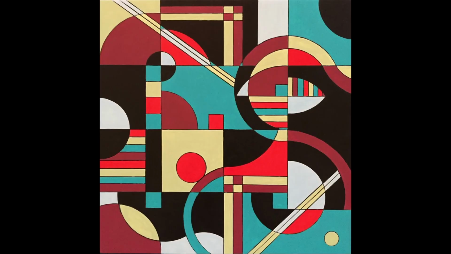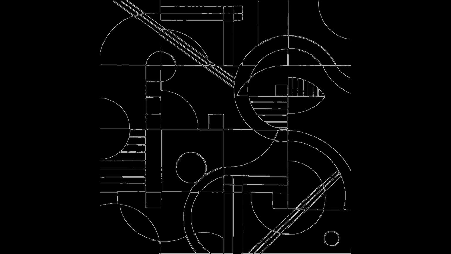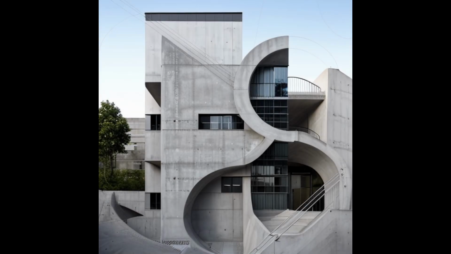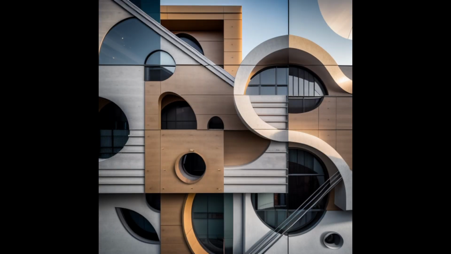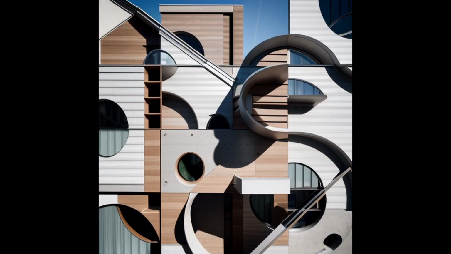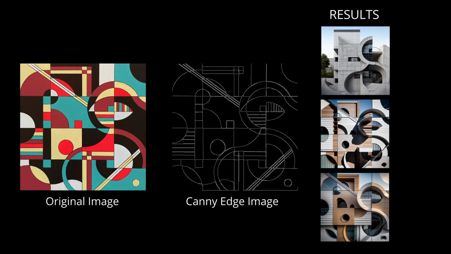9. Turning artworks into architectural inspiration. We can use Canny edge detection on abstract art or line drawings to pull out edges, which can then inspire new building forms or facades. This approach adds an artistic dimension to architectural design, bringing in fluidity and movement from art.